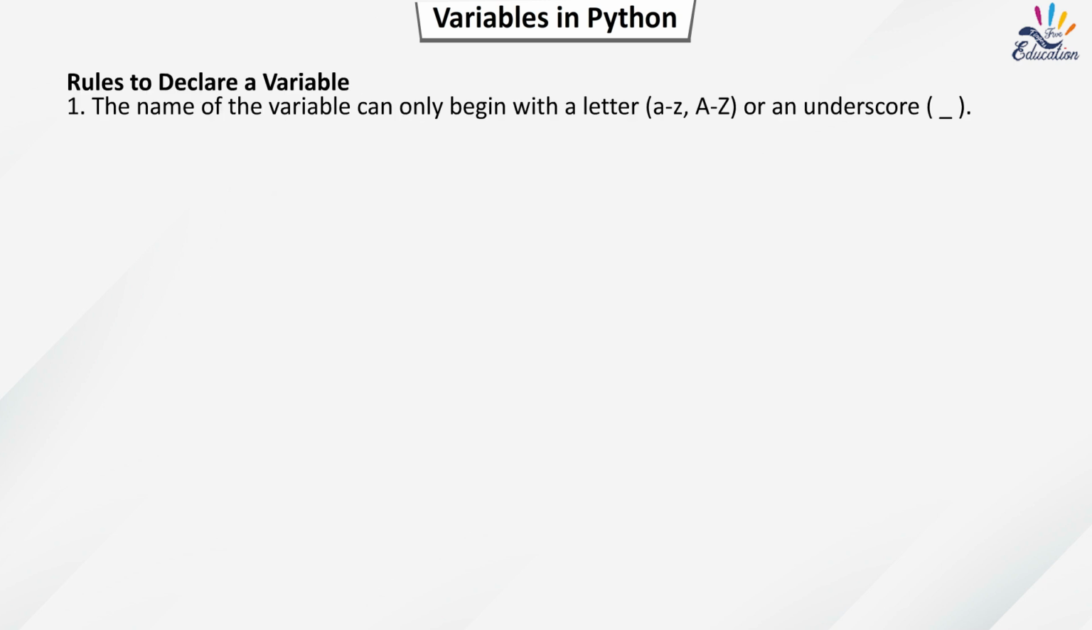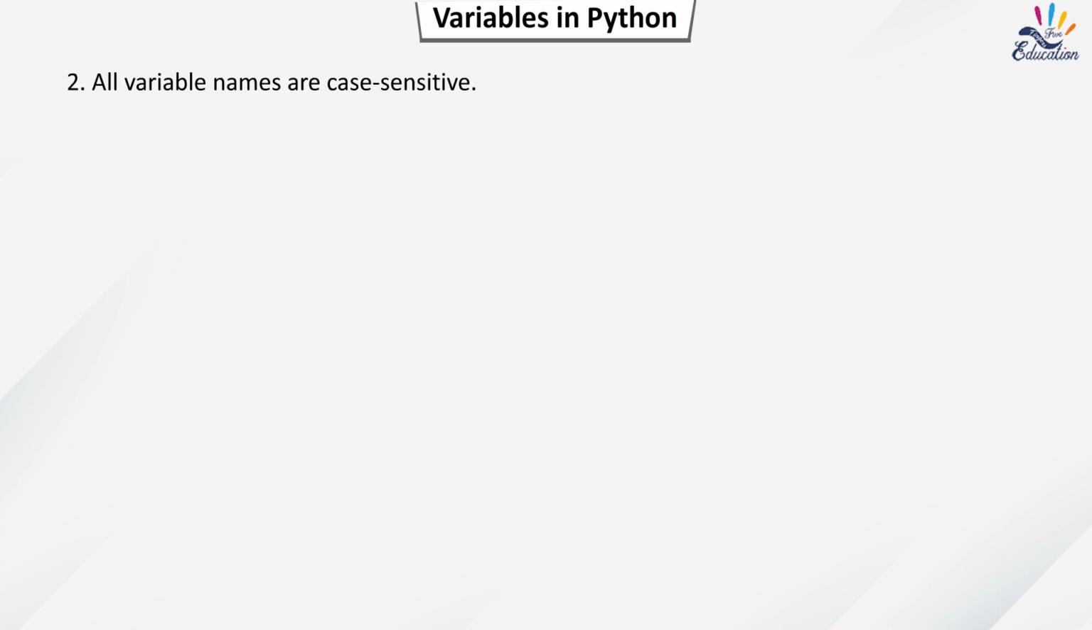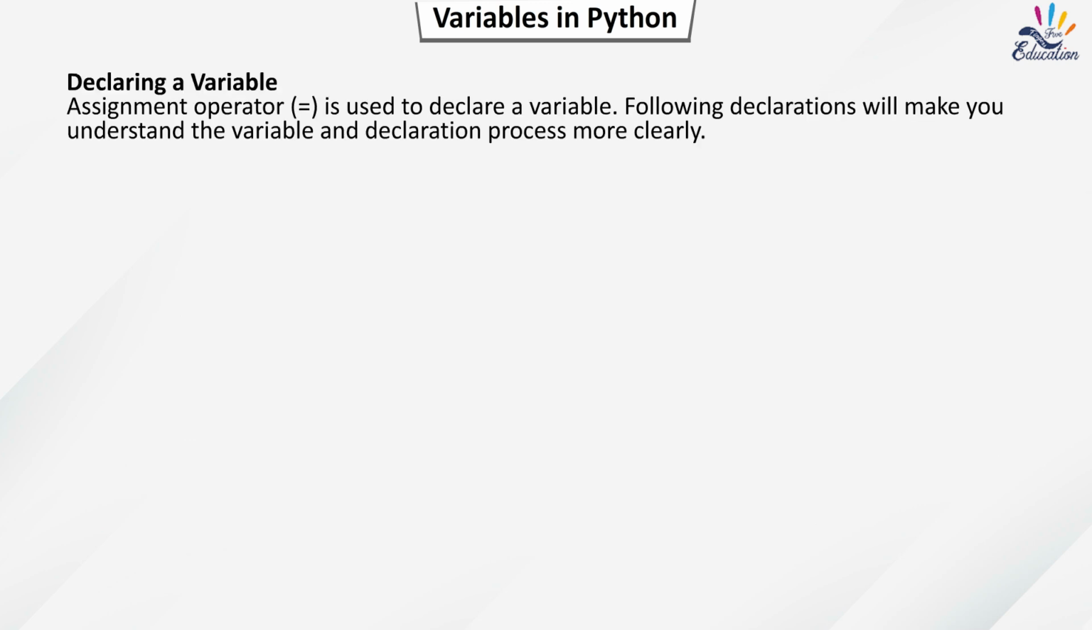The name of the variable can only begin with a letter, small a to z, capital A to Z, or an underscore. All variable names are case sensitive. Variable name cannot contain punctuation characters like ampersand, percentage, asterisk, etc. Declaring a variable: assignment operator is used to declare a variable.